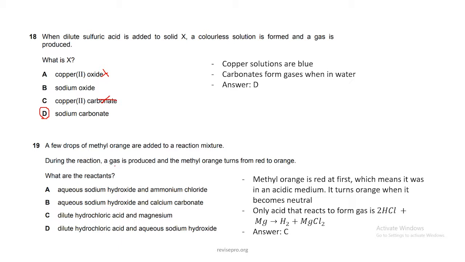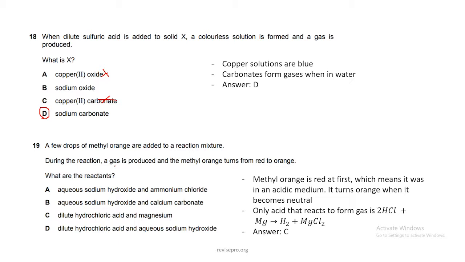Question 19. A few drops of methyl orange are added to a reaction mixture. During the reaction, a gas is produced and the methyl orange turns from red to orange. What are the reactants? So what you need to know is methyl orange is red in acidic conditions, orange in neutral conditions, and yellow in basic or alkaline conditions.